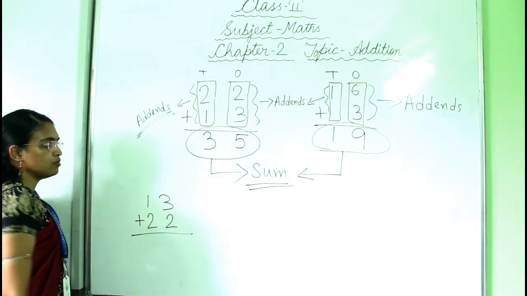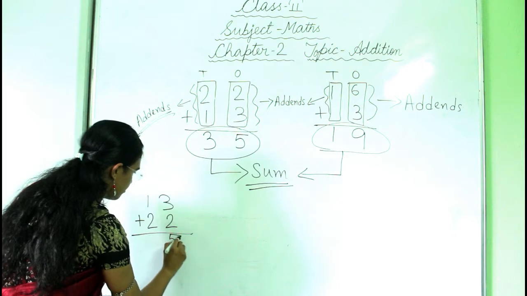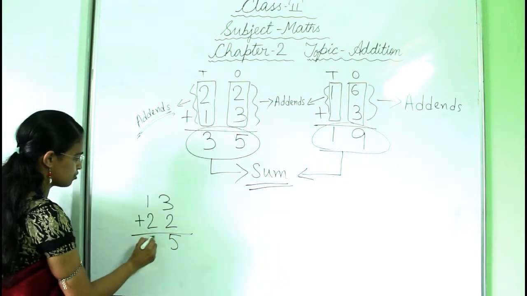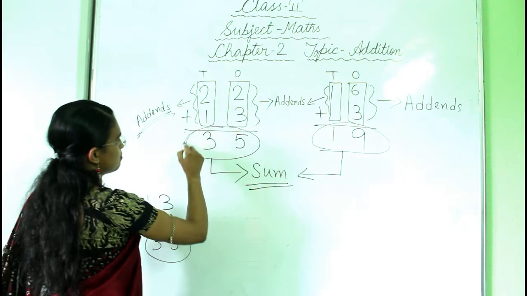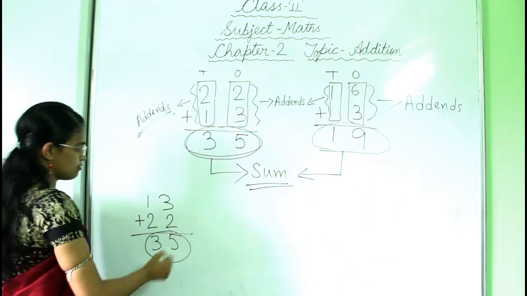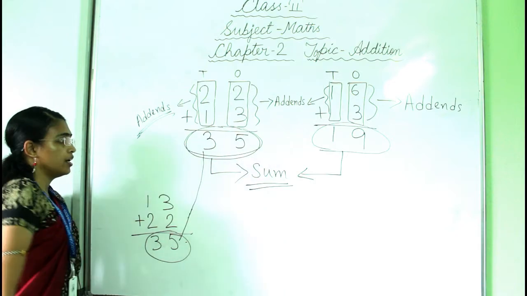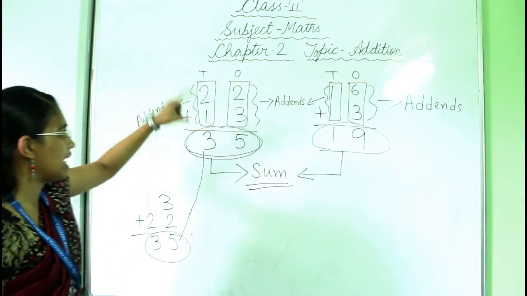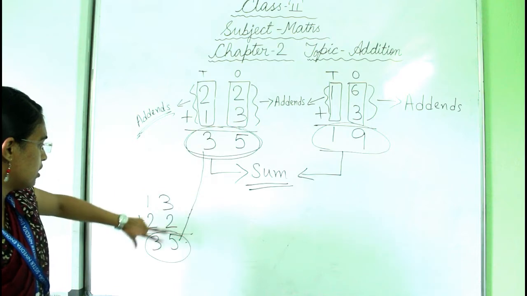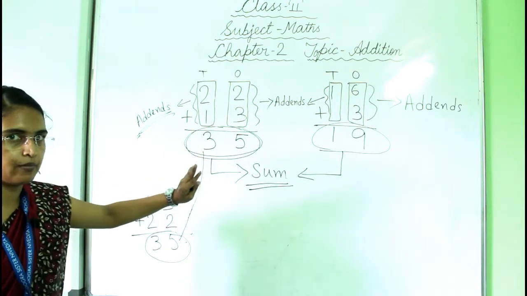So 3 plus 2, 4, 5. So 5. 2 plus 1, 3. So here we got 35, and in this part also we got 35. So that means if we change the place of the addends, the sum of those addends will remain the same. Okay.